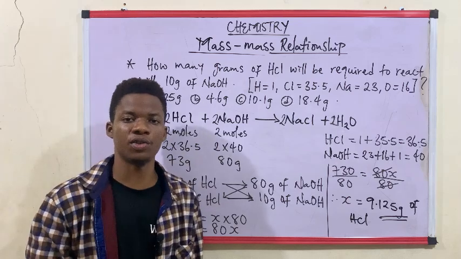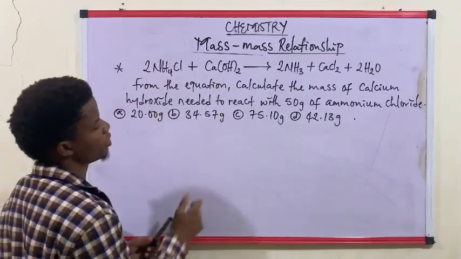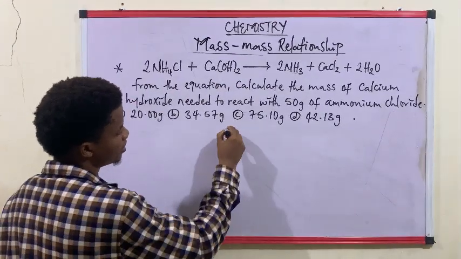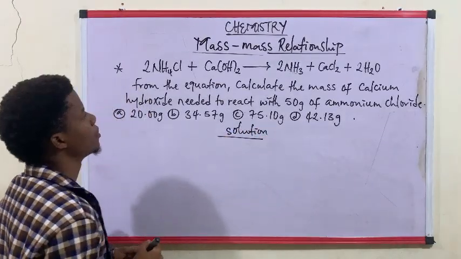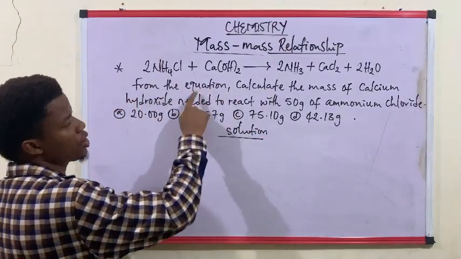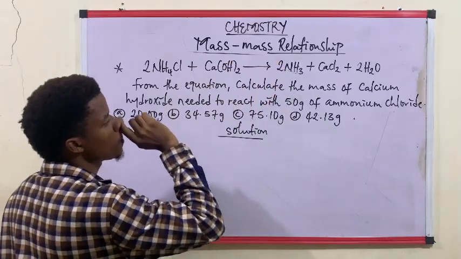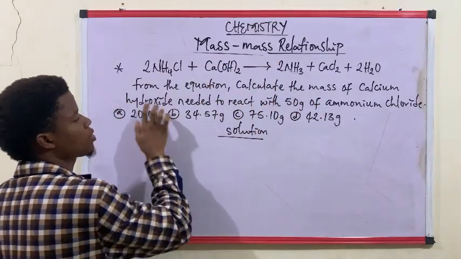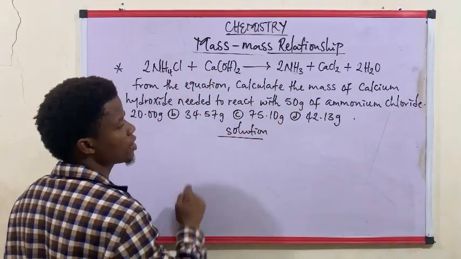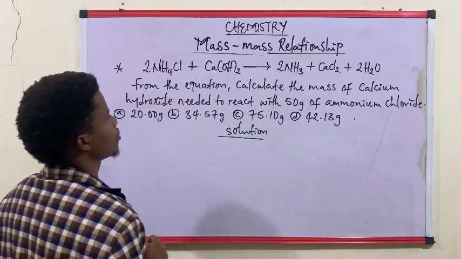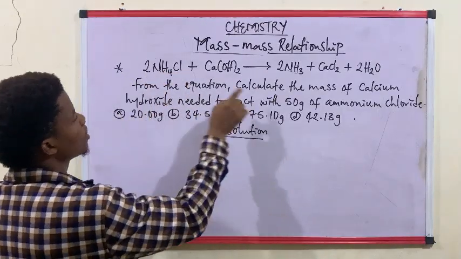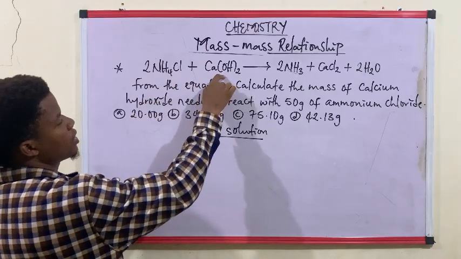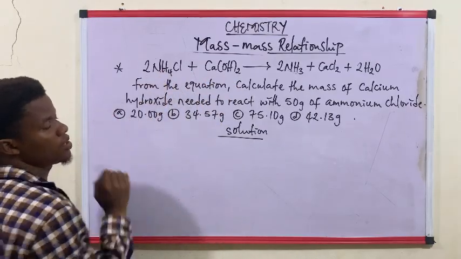Now, let's look at the next question. All right, class, now let us break down this question on the board. The question says, from the equation, calculate the mass of calcium hydroxide needed to react with 50 gram of ammonium chloride. So we should calculate the mass of calcium hydroxide that will react with 50 gram of this.